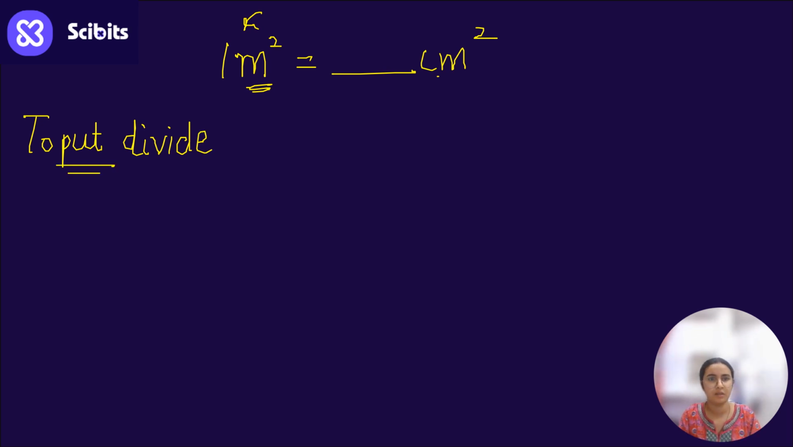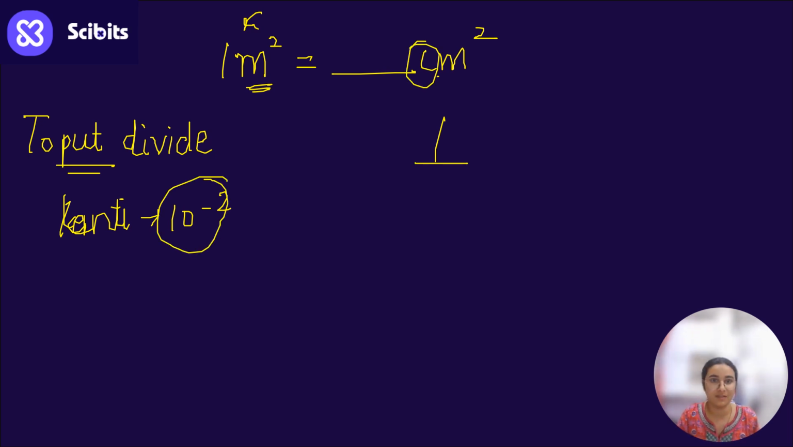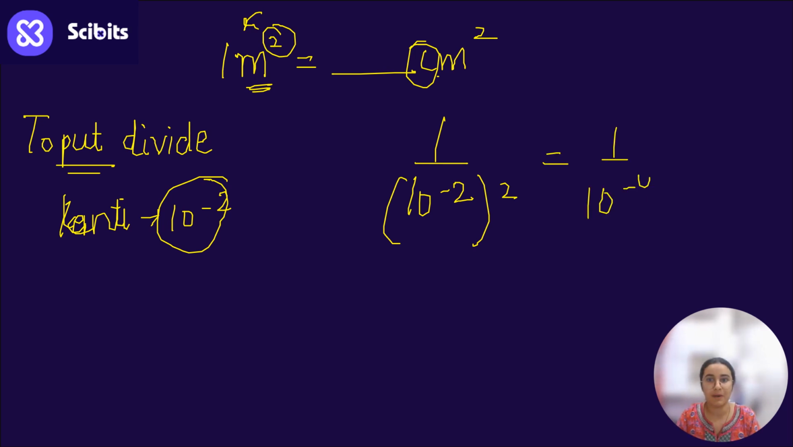So what did you learn for centi? Centi was 10 to the power -2, right? So it's 1 meter, I have to put C here, it means I have to divide by this, that is 10 to the power -2. But since it's a square, I will square it. Great. So it is 10 to the power -4 in the denominator, which means 10 to the power 4. So 1 meter square is equal to 10 to the power 4 centimeter square.